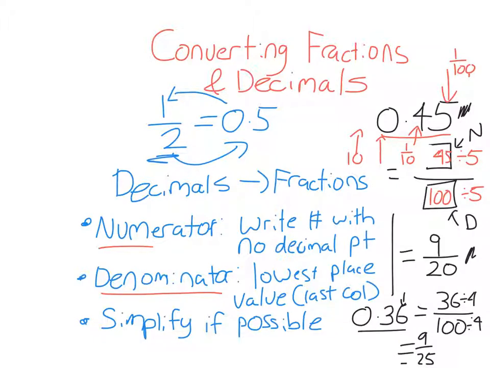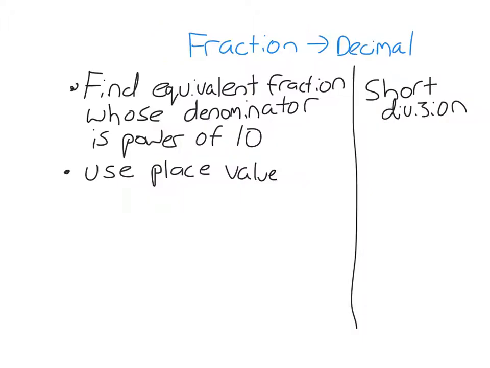Now let's look at going the other way. Converting a fraction to a decimal is a little bit trickier, and I'm going to go through 2 ways that you can do this. The first way involves finding an equivalent fraction whose denominator is a power of 10. Remember, a power of 10 is like 10, 100, 1,000. It's just a 1 with a whole heap of zeros. And then I use place value to turn it into a decimal. So that's the first method.